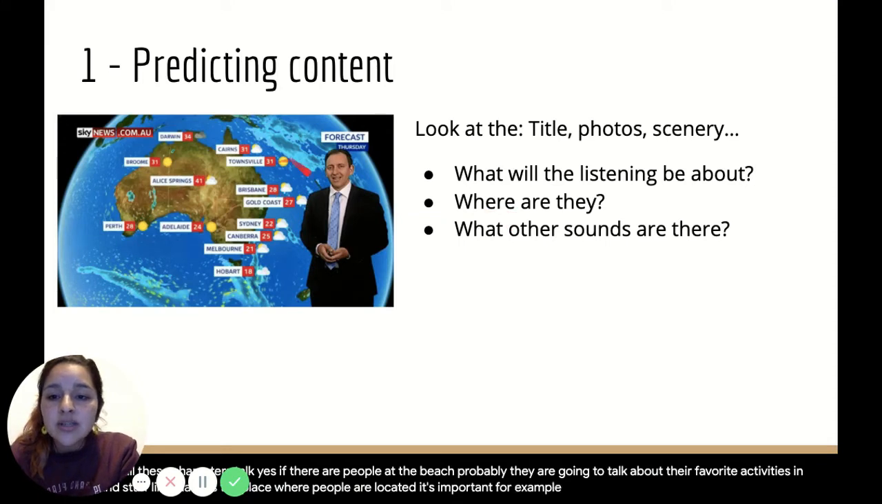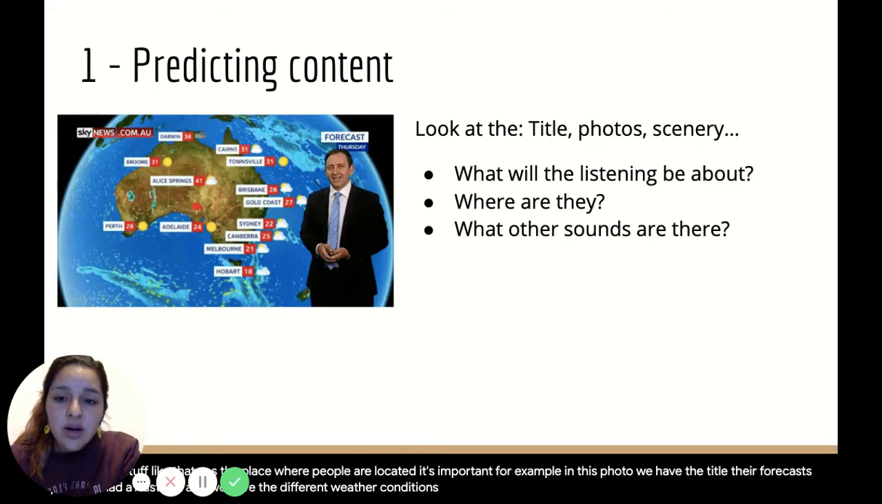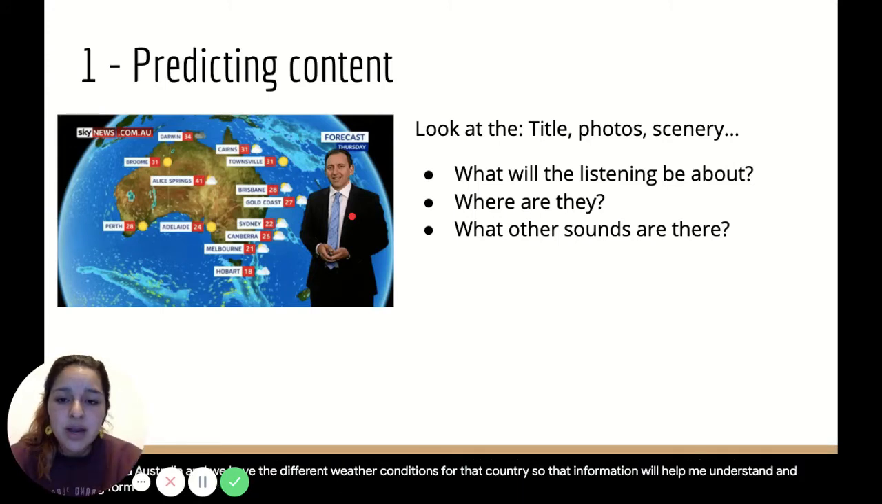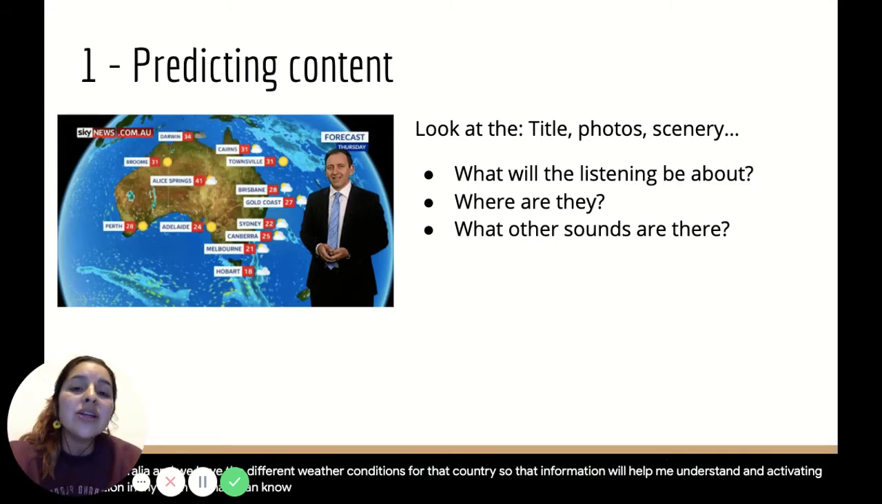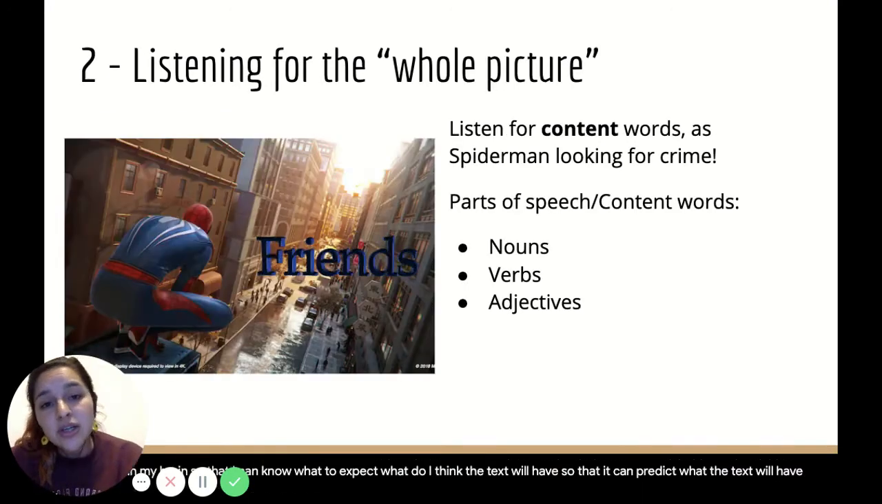For example, in this photo, we have the title there, forecast. We have Australia, and we have the different weather conditions for that country. So that information will help me understand and activate information in my brain so that I can know what to expect, what I think the text will have. Strategy number 2: listening for the whole picture.